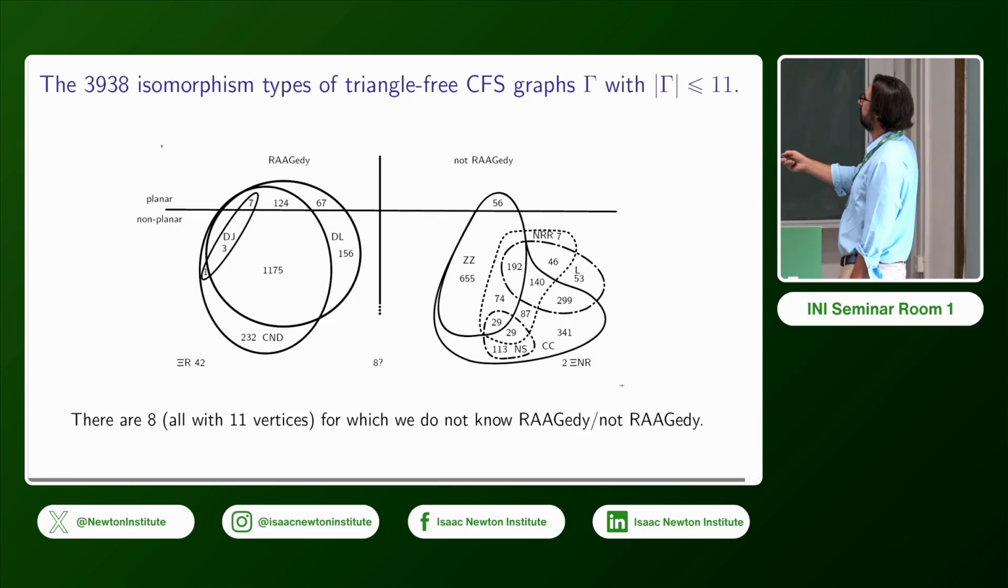So what are all the abbreviations? DJ is Davis-Januszkiewicz. So these 11 graphs are the ones that were already graph doubles.